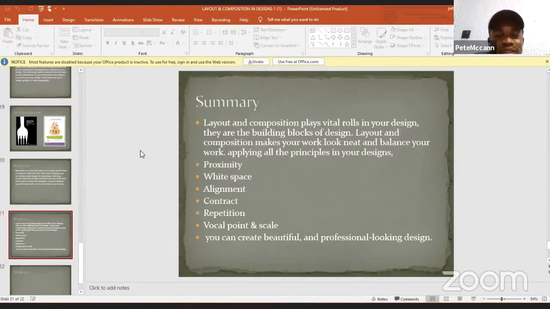Who can tell me what repetition means in design?